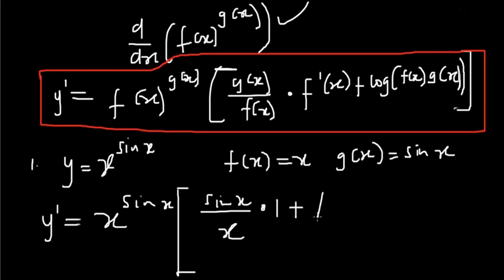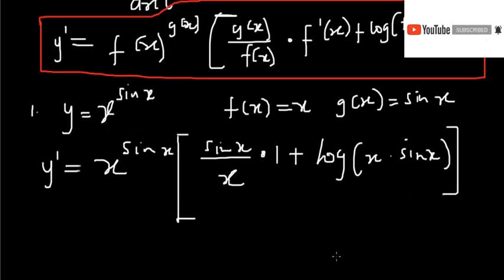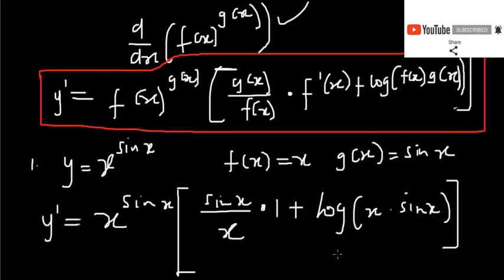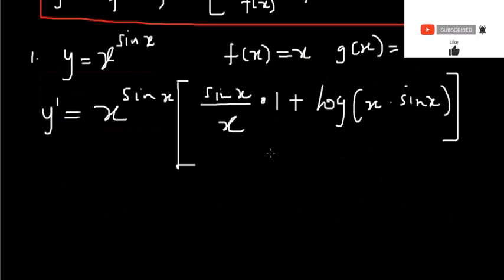Then we have plus log of f of x, which is log of x, multiplying g of x, which is sine of x. From here, you are just done. This is the entire solution. That's why I initially stated that all you have to do is memorize the formula, or understand the formula, and then you'll be able to solve the problem. Very simple, very straightforward. So let's look at another example.